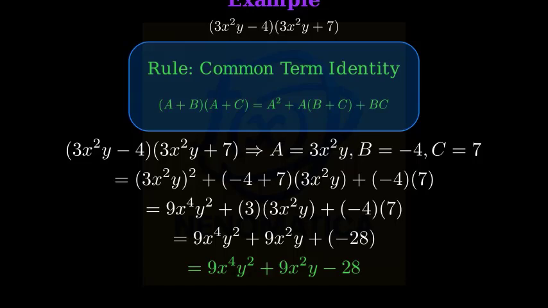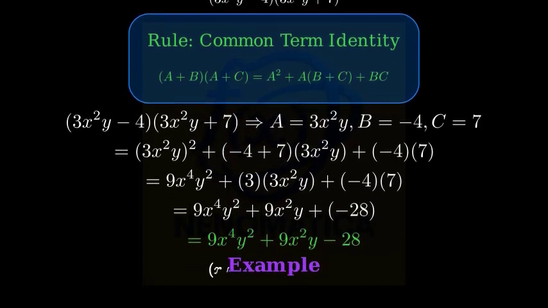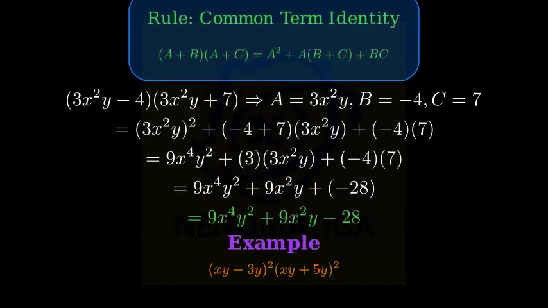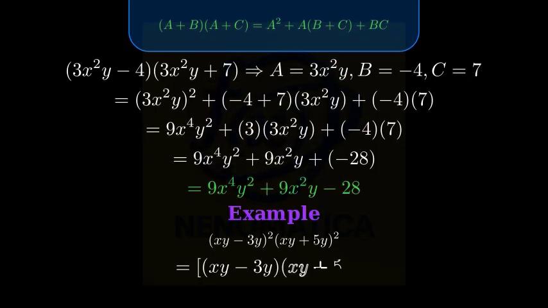Now, let's look at a second example. Here we have the product of xy minus 3y squared and xy plus 5y squared, with both expressions squared. We can simplify this by first recognizing that we have two squared binomials. Let's rewrite this as the square of the product of these binomials, the quantity xy minus 3y times xy plus 5y squared. Let's solve the inner product first using our common term identity.